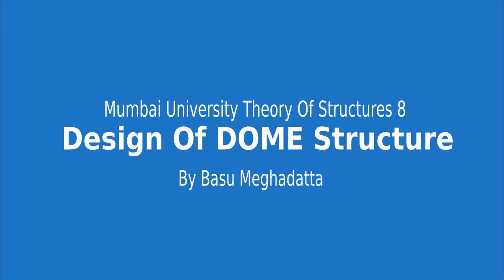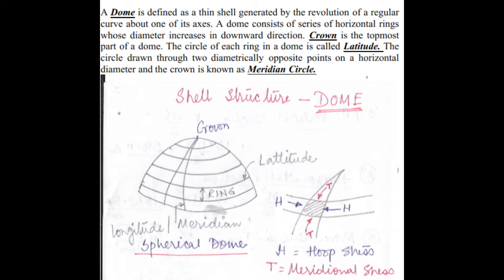So basically, what is a dome? A dome is a thin shell which is generated by revolution of a regular curve about one of its axes. Now a dome consists of a series of horizontal rings whose diameter increases in the downward direction, as you can see in the diagram. The crown is the topmost part of a dome, and each circle or each ring in the dome is called the latitude. This terminology you should be conversant with: what is a crown, what is called a latitude.